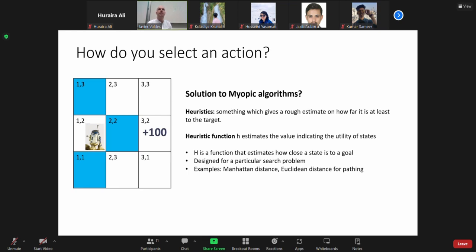In search problems, we have a heuristic that will help the algorithm make a decision based on, for example, the distance that we have. So we provide additional information. We know what the goal is, and we know where the starting point is, so we can provide information about how far away we are from the goal. That could be a useful heuristic.